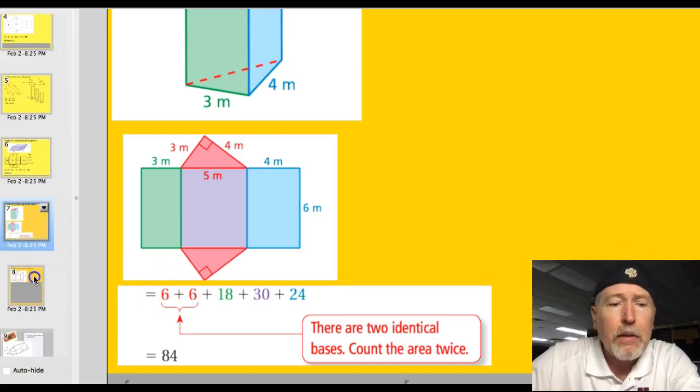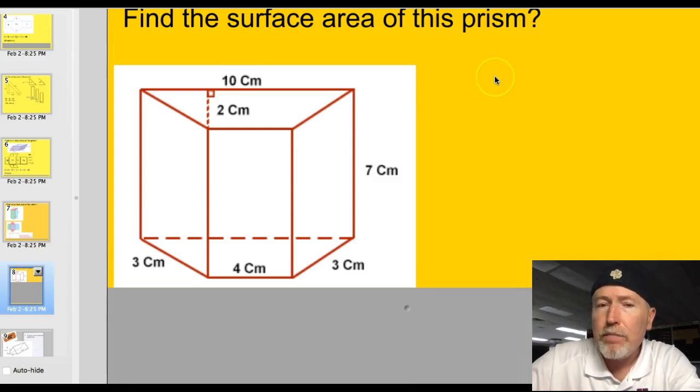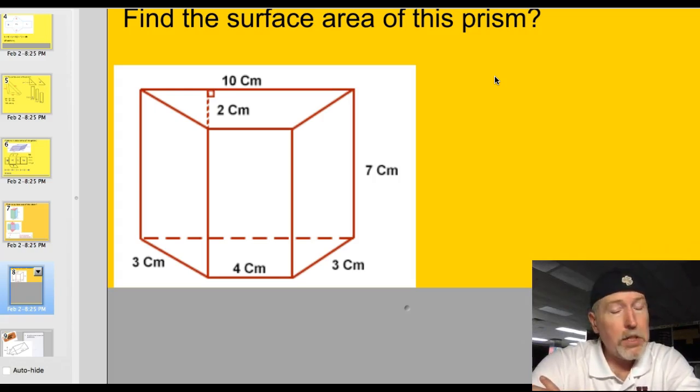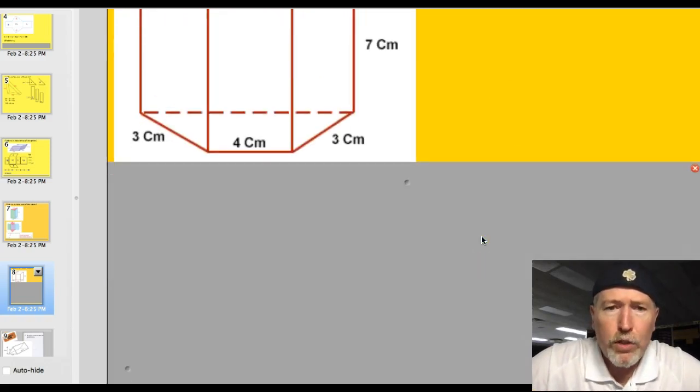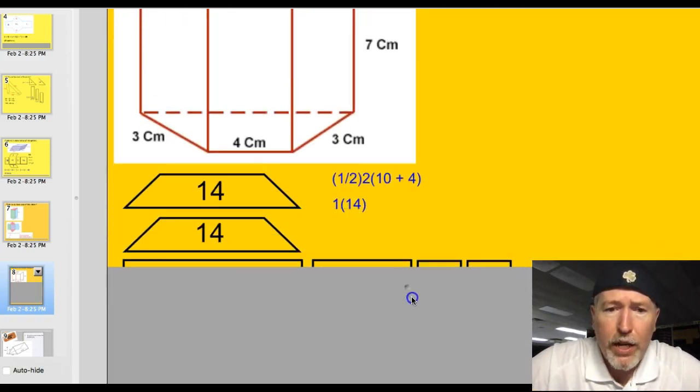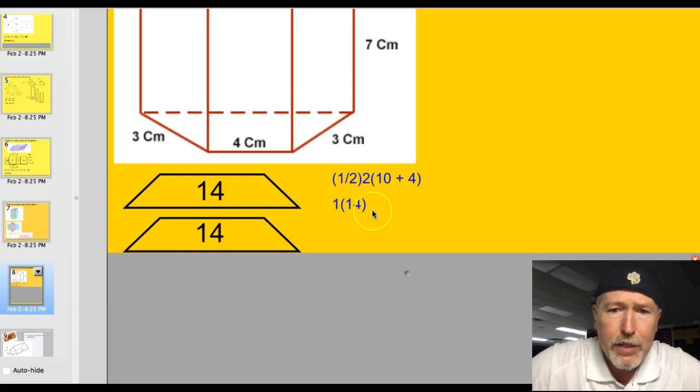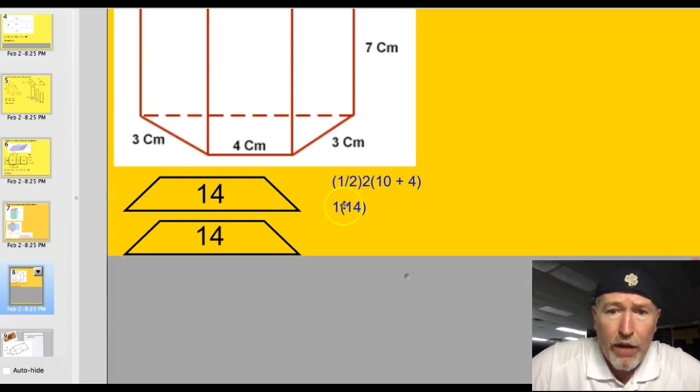All right, let's try this one, a little more challenging. Find the surface area of this prism, a trapezoidal prism, I believe it's called. Let's see how you did. Scroll down here a little bit and see, I made my little drawing. So there's my two trapezoid bases, and that's 1/2 the height, which is 2, times the base plus the base. Well, really, 1/2 of 2 is 1, and the bases are 14. So really, the area of those two trapezoids are 14.